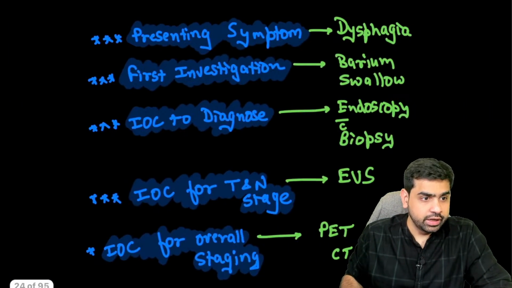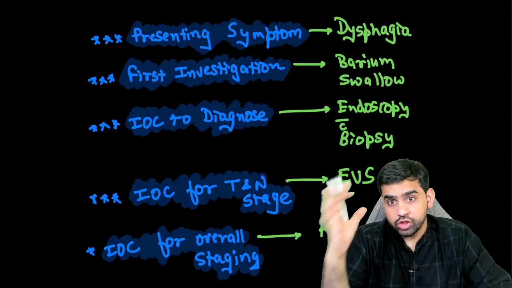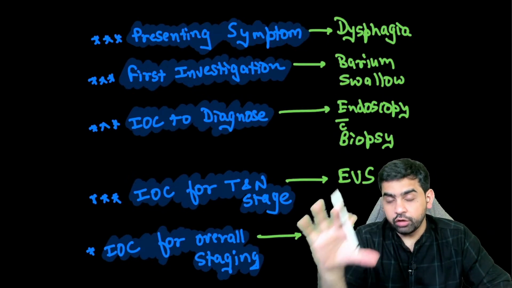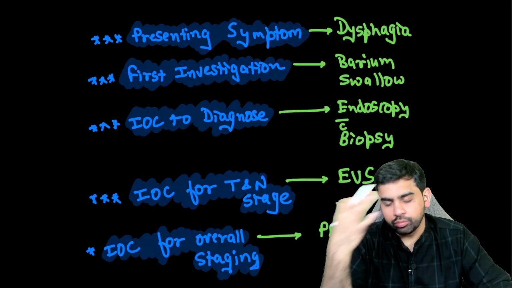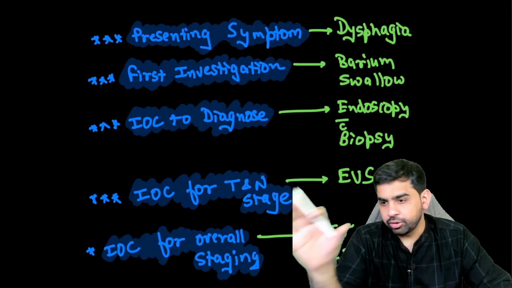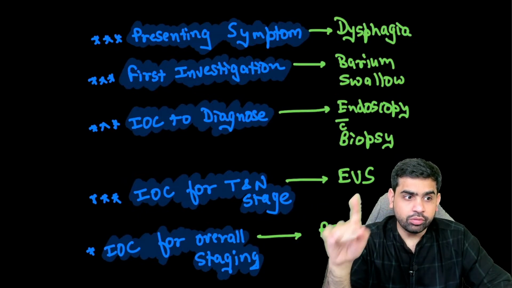Okay, now these are the simple one-liners which they ask you. What is the presenting feature? It's always going to be dysphagia. The characteristic thing of carcinoma esophagus is that the dysphagia is earlier to solids as compared to liquids. That's all fine. Then the first investigation is always going to be the barium swallow.